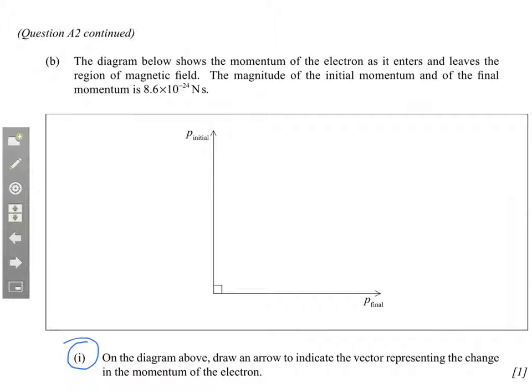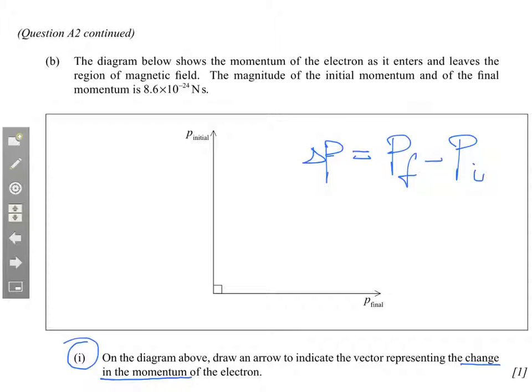A2b1. On the diagram above, draw an arrow to indicate the vector representing the change in momentum. Now this idea of change of momentum has been addressed before when we consider the change in speed or the rate of change of velocity, and that will give us acceleration. In both instances, the change in momentum is basically always with regards to your final momentum minus your initial momentum.